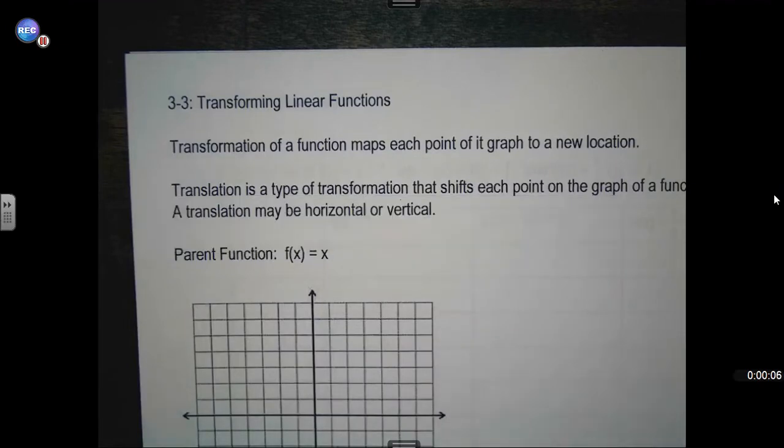This is the video for Advanced Algebra, Topic 3, Section 3: Transforming Linear Functions.